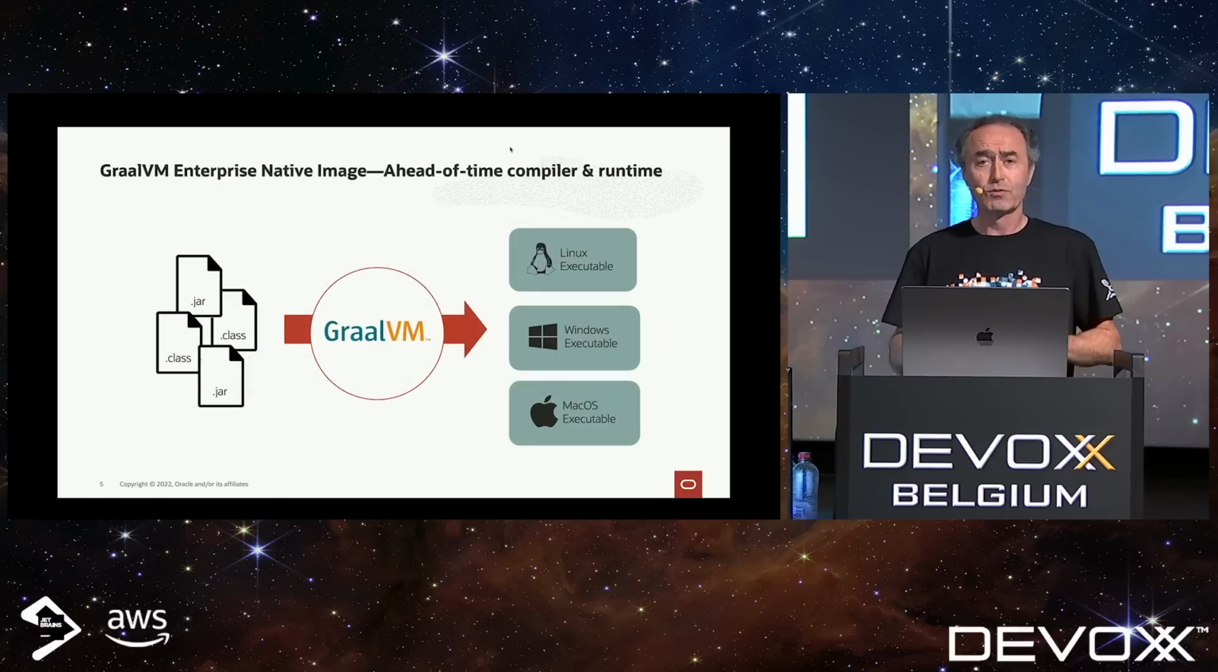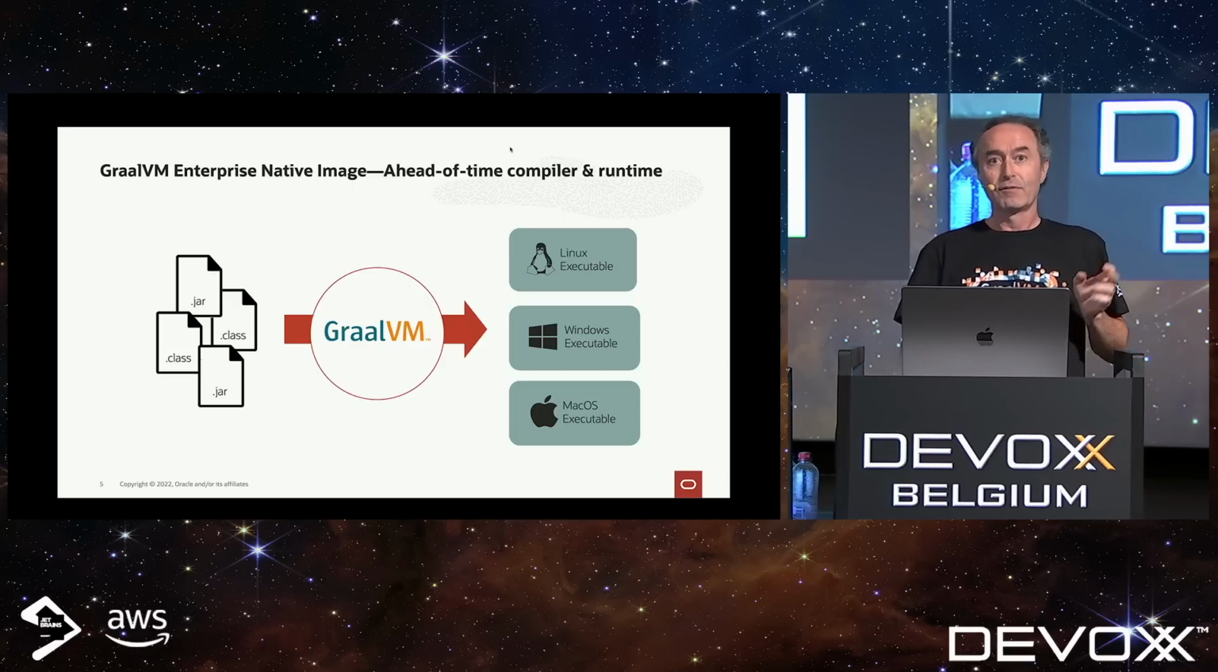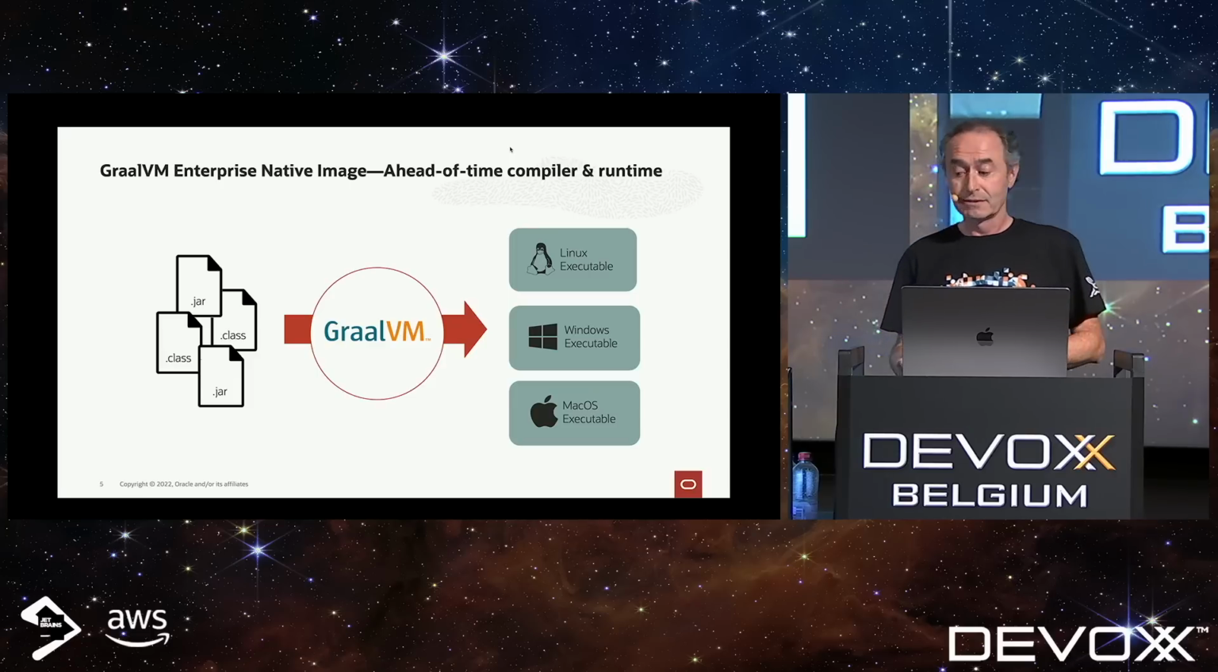What we're going to do is use GraalVM to javac the hello world application. I'll create some bytecode, a class file. I'll run it through the GraalVM Native Image utility and generate an executable. In my case, I'll generate an executable for Linux.